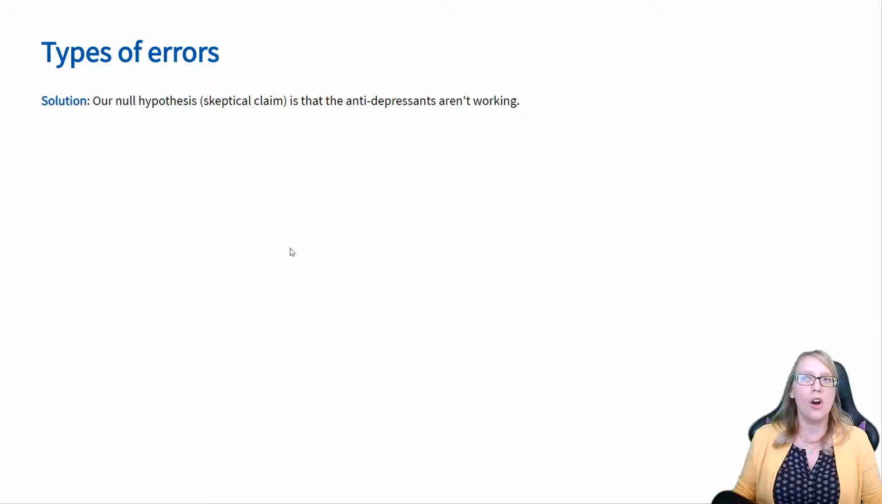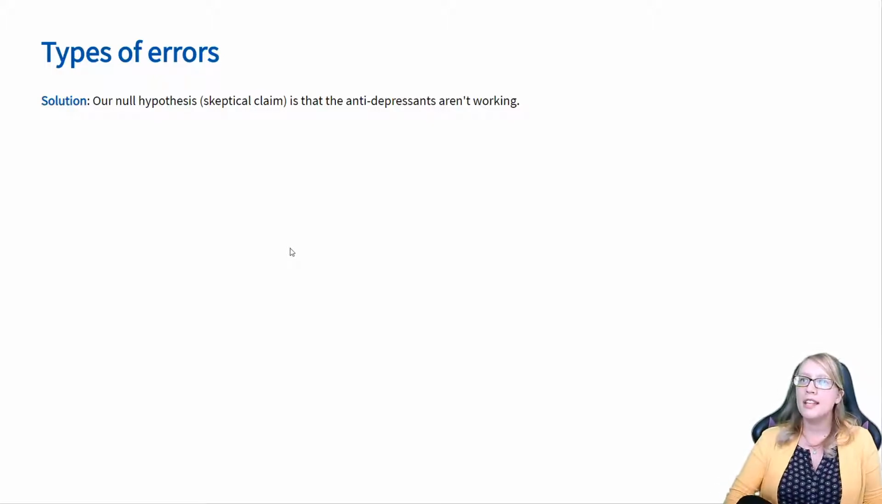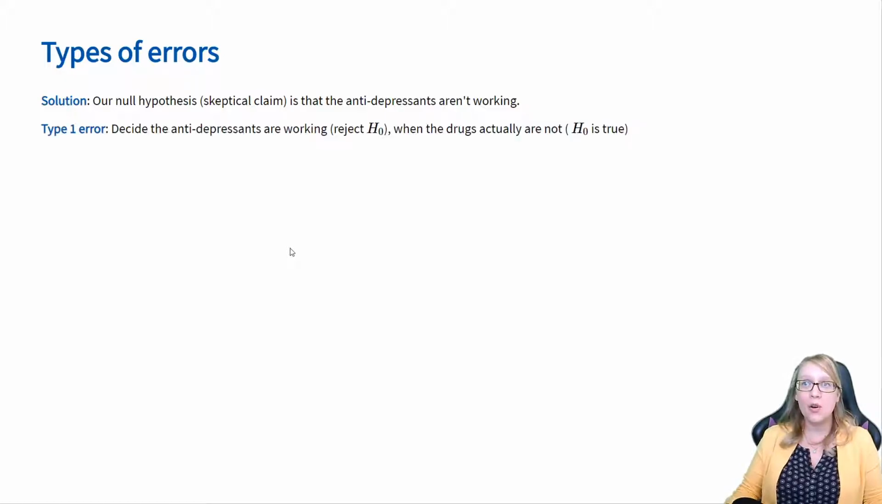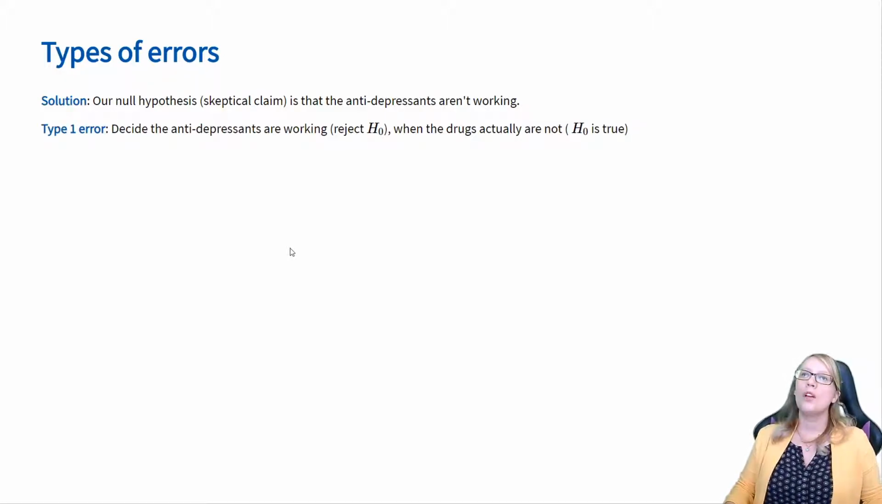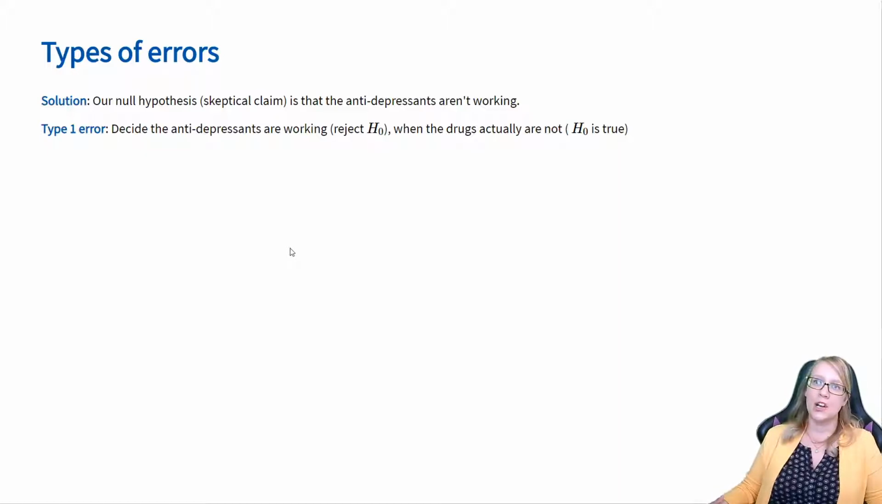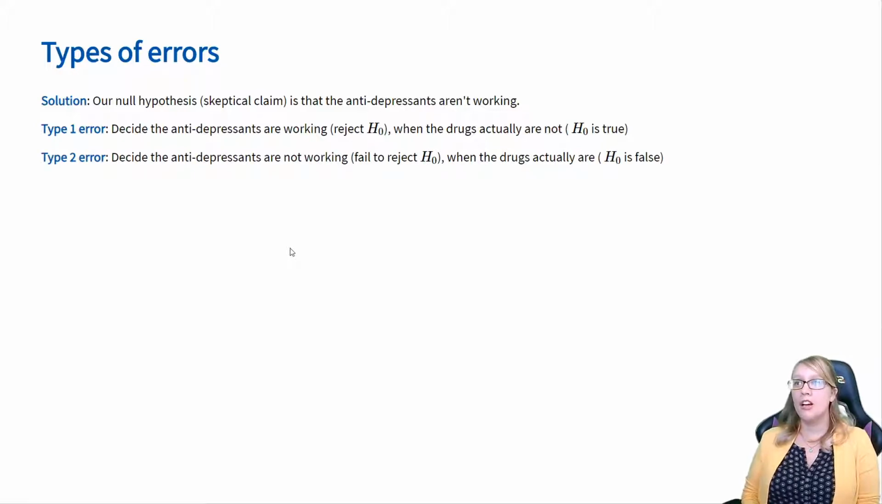First, we need to know our hypotheses. Our skeptical claim here is that the antidepressants aren't working. So our null hypothesis would be that the antidepressants are not helpful. A type 1 error would reject that. So this would be if our patient decides the antidepressants are working when they in fact really are not. Our type 2 error would be if the patient decides that the antidepressants are not working when the drugs actually are. Now, which is worse for our patient?